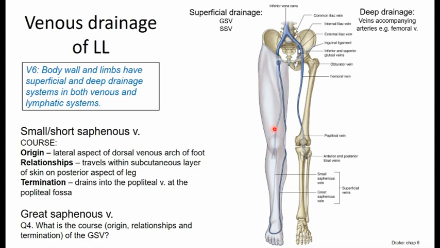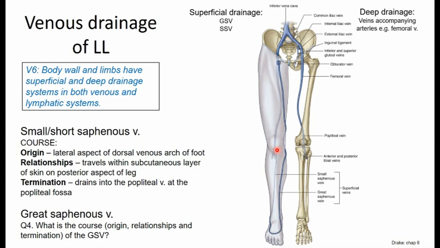Now we've already met the two major superficial veins, and they both originate from either side of the dorsal venous arch of the foot. So these are the great saphenous vein running up the limb medially, and the small or the short saphenous vein running lateral and then posterior to the leg. These superficial veins eventually drain into deep veins before the blood eventually returns to the heart.